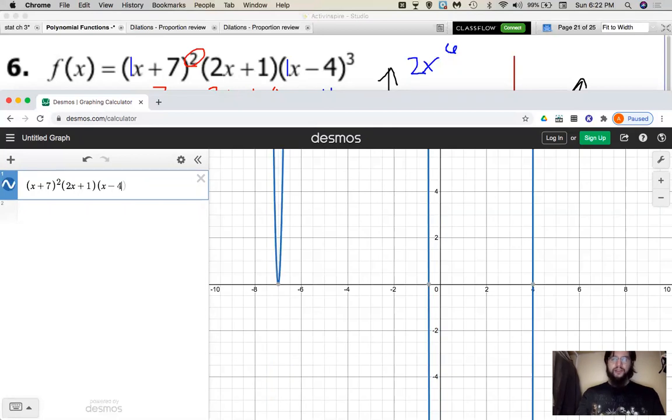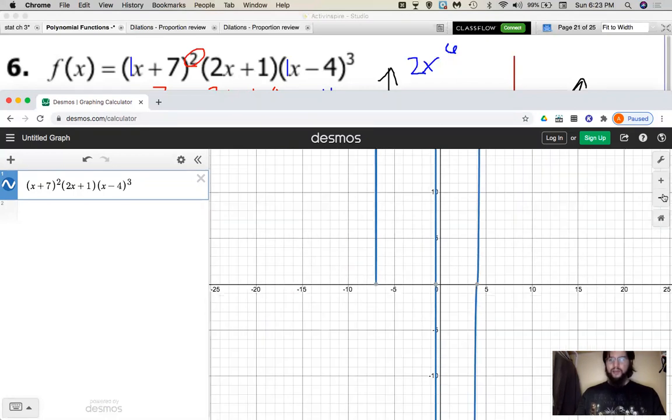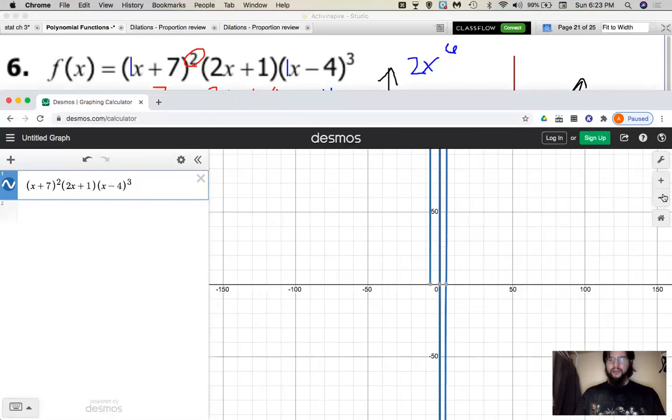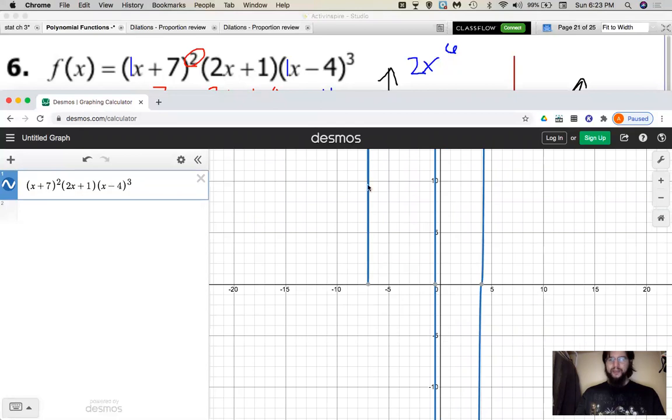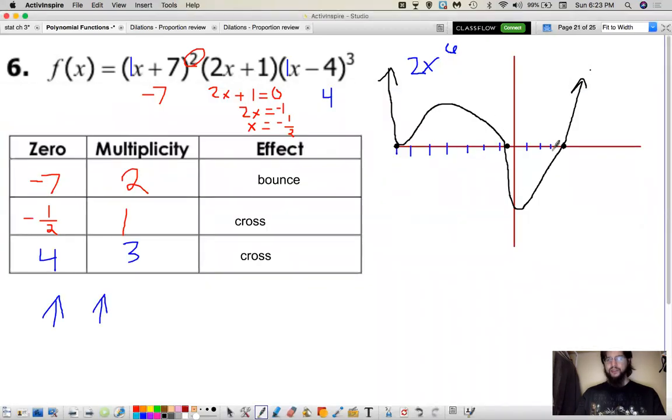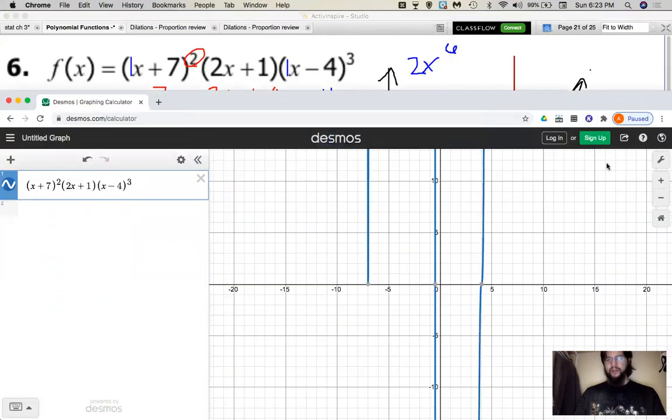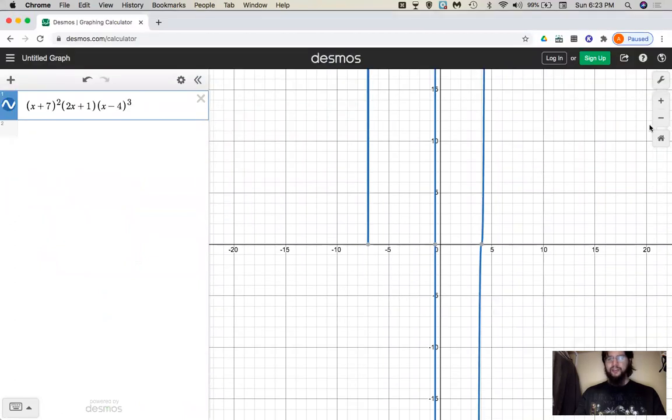For now, I'm going to let you just use Desmos. This thing's pretty ridiculous looking. You can't even see what's going on here because it's so crazy. It bounces off of here and goes way high up and then way far down. But you can see the end behavior of it. It's crossing, bouncing, bouncing, crossing, crossing. This thing's just ridiculous.